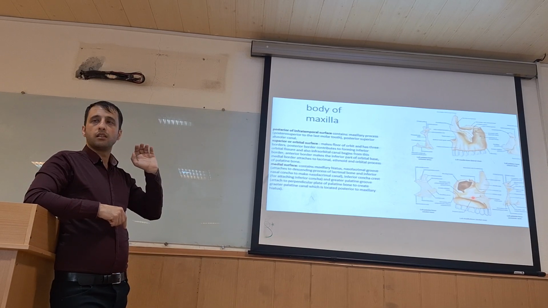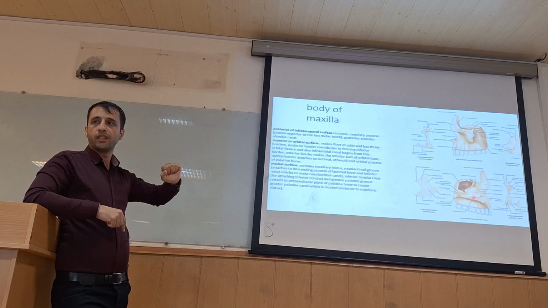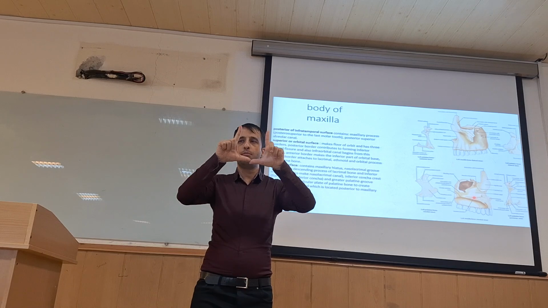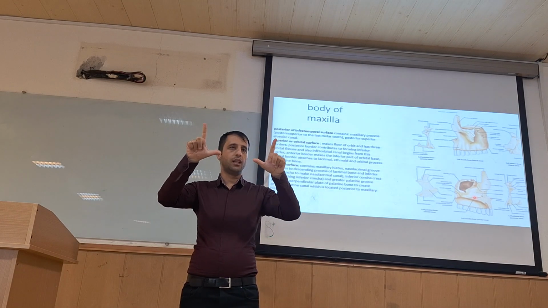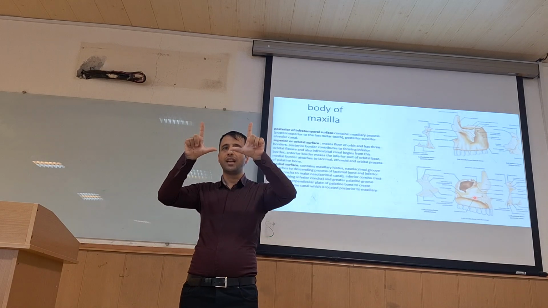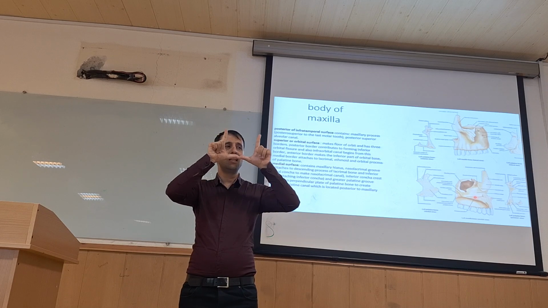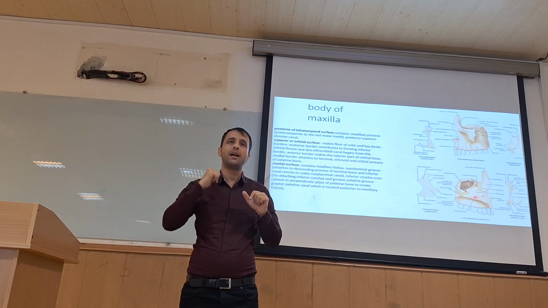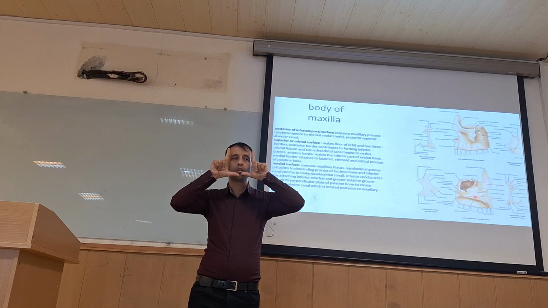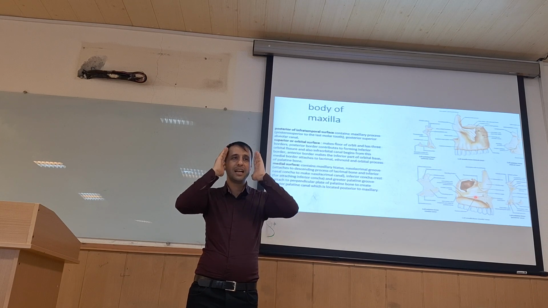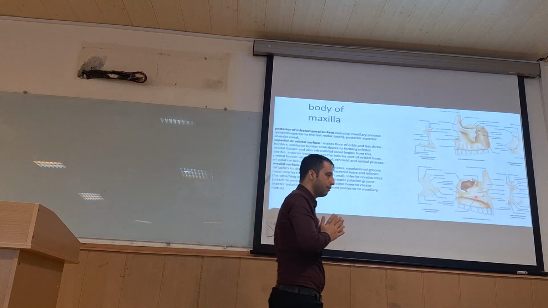For better learning, in this slide, you see maxilla and palatine bone. Palatine bone is an L-shaped bone which has a perpendicular plate and a horizontal plate. When two palatine bones attach together, the horizontal plates attached together make the posterior part of the hard palate. Okay? The perpendicular plate of the palatine bone also contributes to make the lateral wall of the nasal cavity. Okay? Lateral wall of nasal cavity.